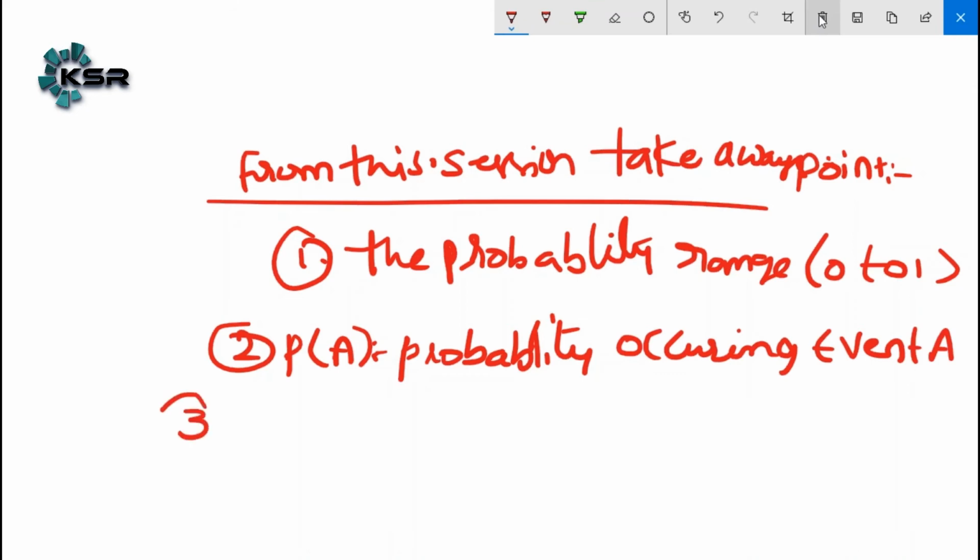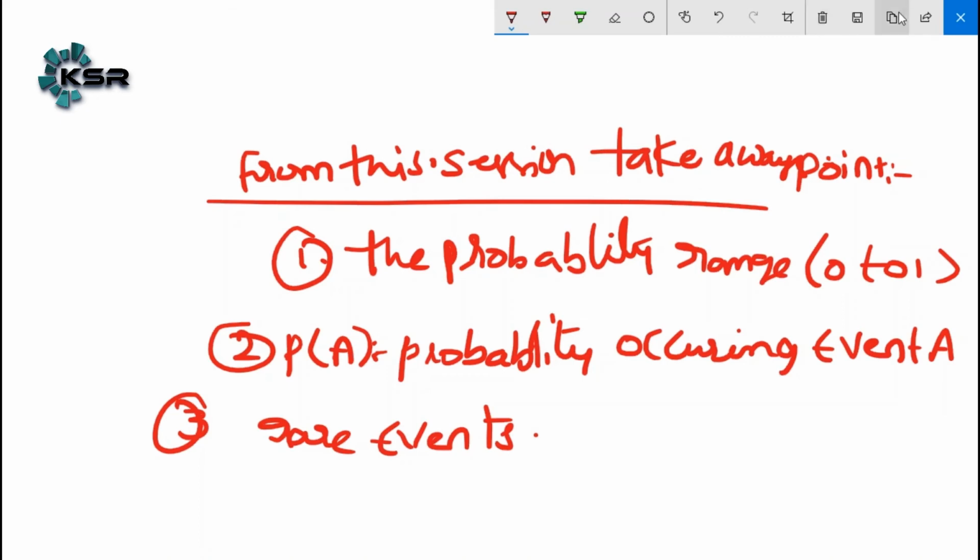Next, the third point is rare events. Rare events are those whose probability is very, very small or minute. We are not going to consider rare events in our analysis. You may get that doubt, where we are not considering them in our analysis. So that is the reason we are going to consider this point as a takeaway for the next sessions.